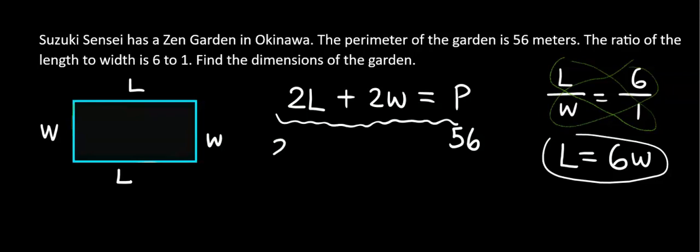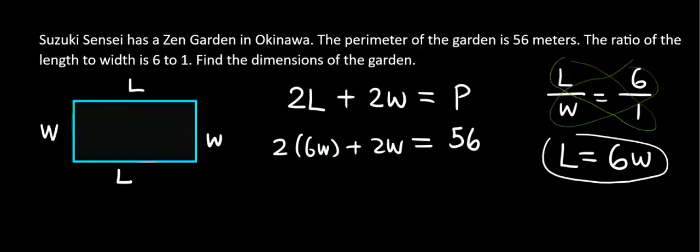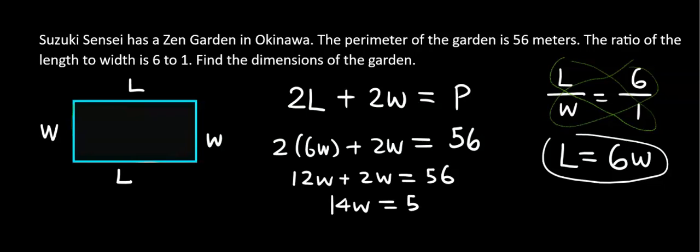We can say 2 times length is 2 times 6 times W, so 2 times 6 times W plus 2W equals 56. The reason we're doing this is so that we can solve for one variable. We have 12W plus 2W equals 56. We have 14W equals 56.